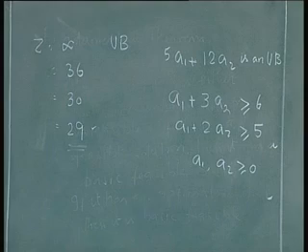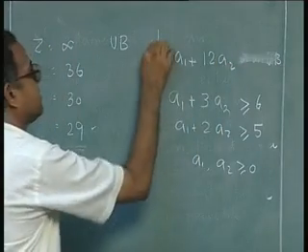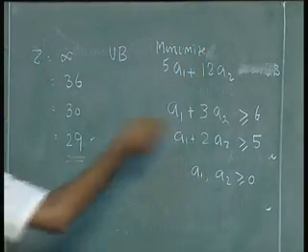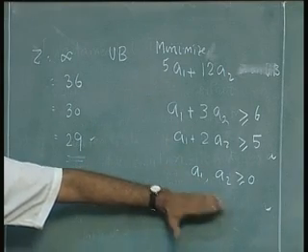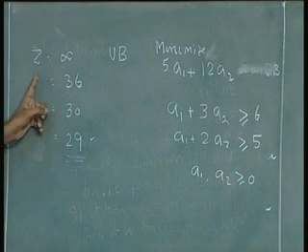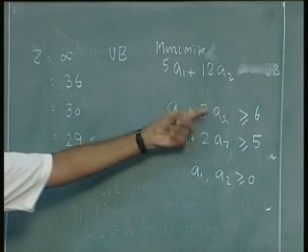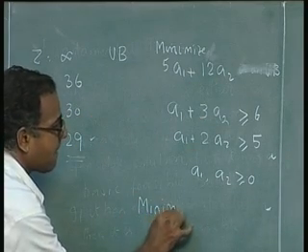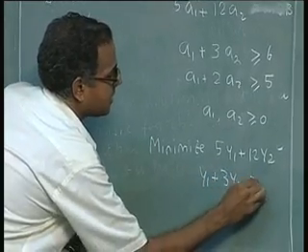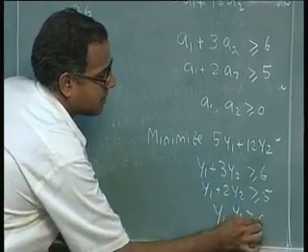Now if we want to find out the minimum value that this upper bound will take, then obviously we try to find a1, a2 such that this is minimized. So the a1, a2 which will satisfy all these conditions and will minimize 5a1 plus 12a2 will give the minimum possible value that this upper bound can take. Now this is another linear programming problem that has come out of the original problem. If we replace a1 by y1 and a2 by y2, you will get: minimize 5y1 plus 12y2 such that y1 plus 3y2 greater than or equal to 6, y1 plus 2y2 greater than or equal to 5, y1, y2 greater than or equal to 0.